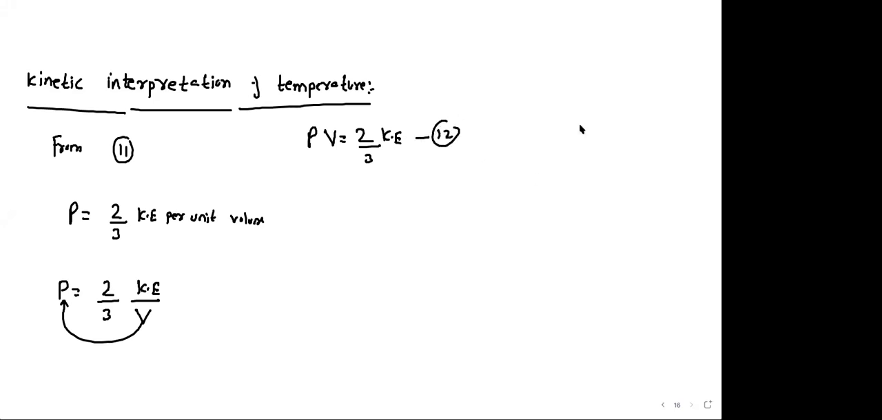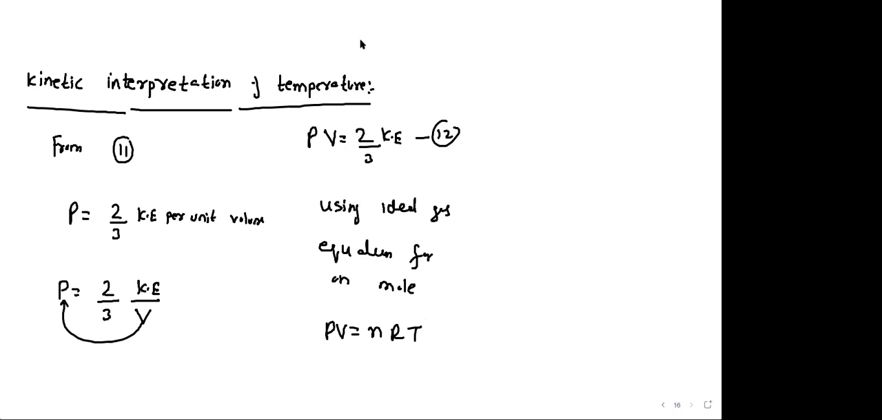What next I can do is use the ideal gas equation for 1 mole of gas. Usually PV is equal to nRT, but for 1 mole n is 1, so PV is equal to RT. That is equation number 13. On substituting 13 in 12, what I get is RT is 2 by 3 kinetic energy.